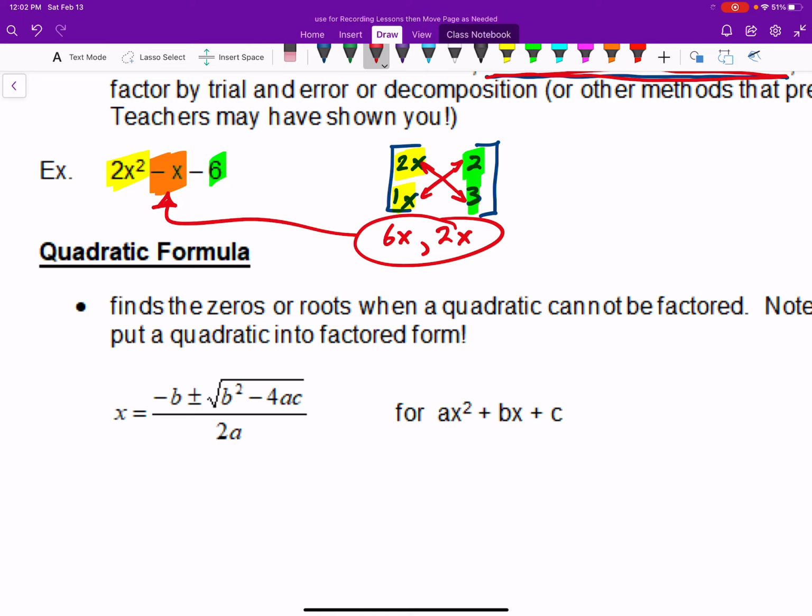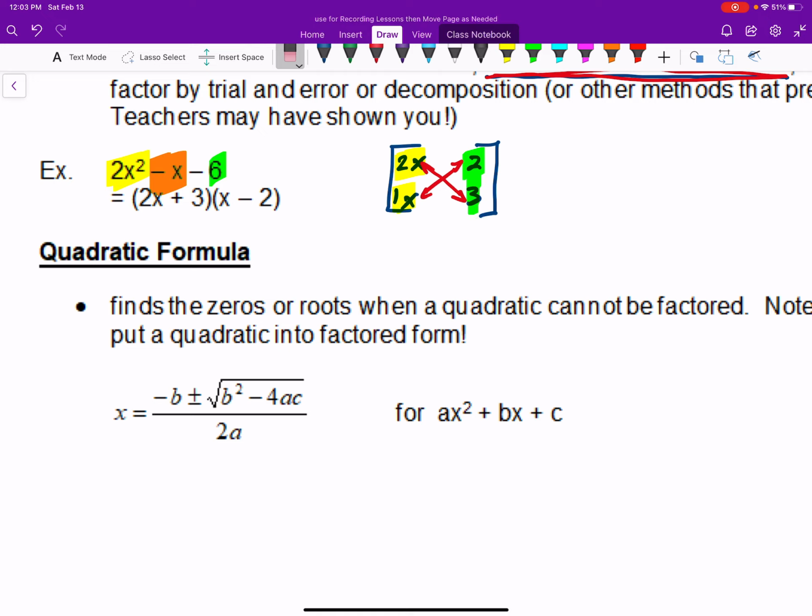2x plus 6x is 8x, 2x minus 6x, or vice versa, is 4x, whatever the signs are. There's no way I can combine 2x and 6x to get negative x. So what that tells me is that I haven't got the right combination of numbers right now. So it's back to the drawing board.